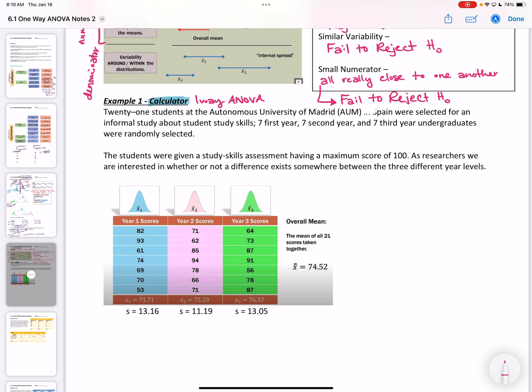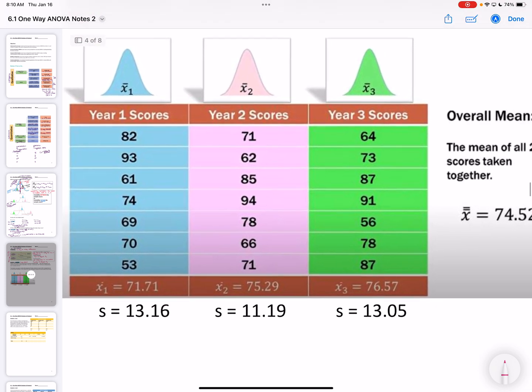As researchers, we are interested in whether or not a difference exists somewhere between the 3 different year levels. So they were given a study skills assessment. Here are my year 1 scores, year 2 scores, year 3 scores. These are different students, and they're all independent of one another, randomly selected.